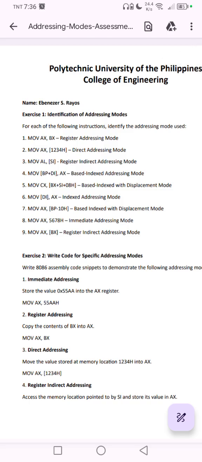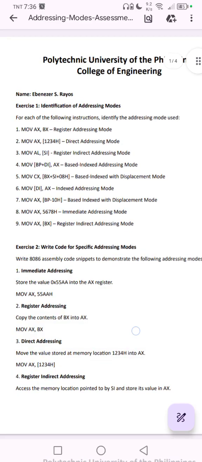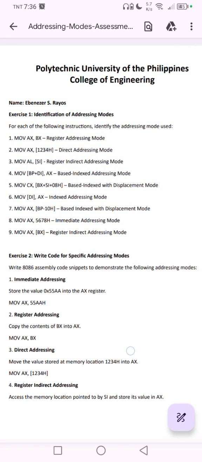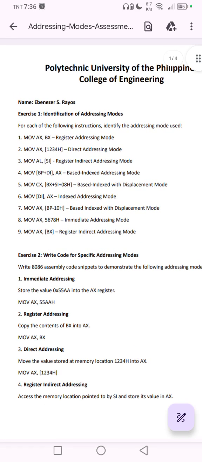Exercise 1. In exercise 1, we identified the addressing mode for each instruction. Here's a little breakdown. 1. MOV AX, BX. It is a register addressing mode.